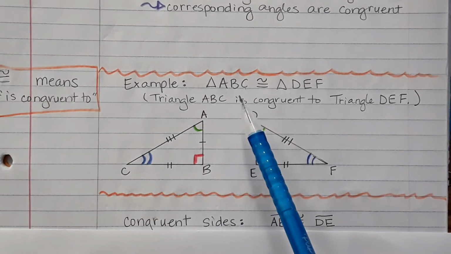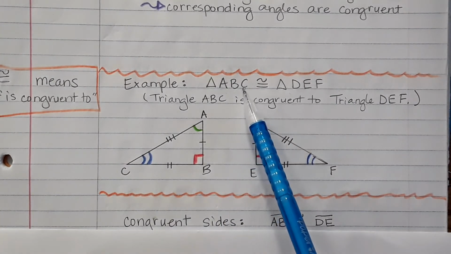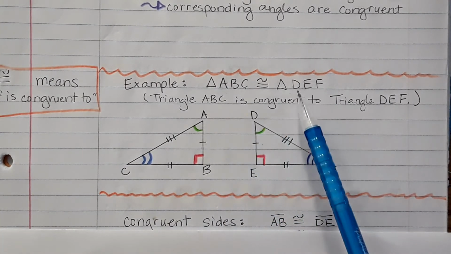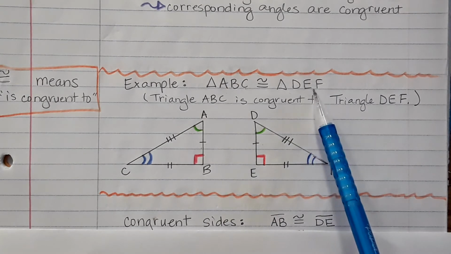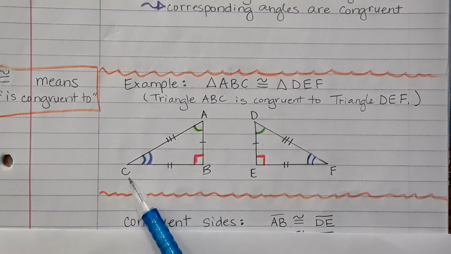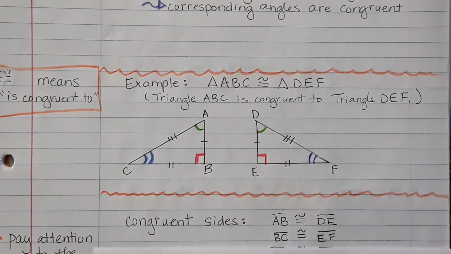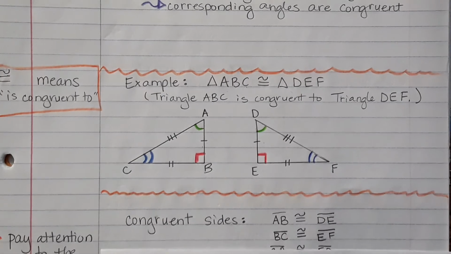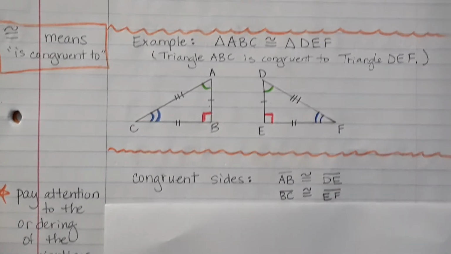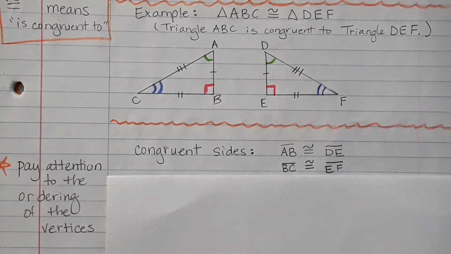Going back, if I didn't have a picture, BC is listed second and third. EF is listed second and third. So here's BC, here's EF. They are congruent. What you need to do is pay attention to the ordering of the vertices.